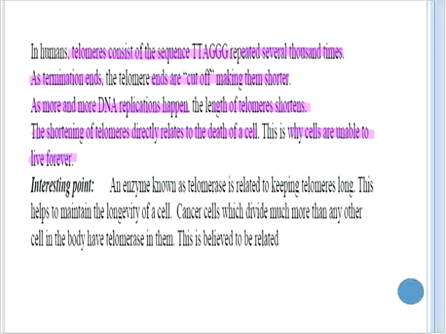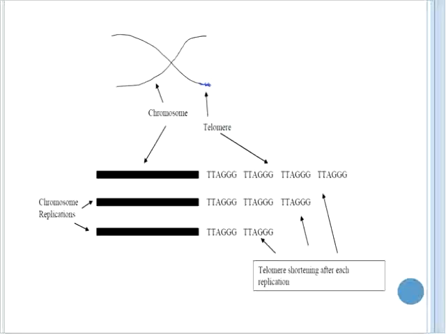It has recently been found that there is an enzyme, telomerase, that is related to keeping telomeres long. This helps to maintain the longevity of a cell. Cancer cells, which divide more often than any other cell in the body, have telomerase in them. This may be related to the reason that cancer cells are so aggressive in their replication patterns. Again, as you can see, chromosomes contain telomeres at the end. After each replication, the telomeres will get shorter and shorter and shorter.